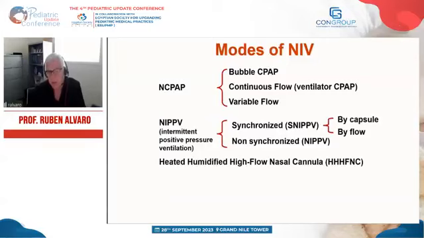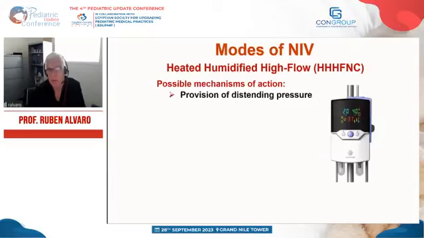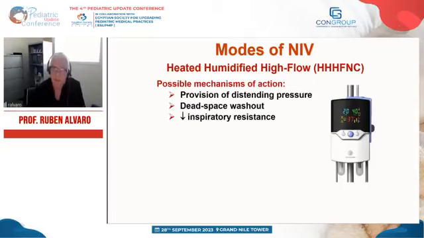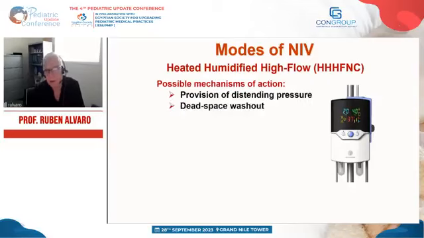Now, the problem with the heated, humidified, high flow nasal cannula is that you have no idea how much pressure you are delivering. So that's why most of the studies have shown that compared to CPAP, this heated, humidified, high flow nasal cannula is inferior to nasal CPAP. The possible mechanisms of action of high flow nasal cannula are that it provides a distending pressure like CPAP, and provides a dead space washout, which allows you to bring the CO2 down, and decreases the inspiratory resistance.